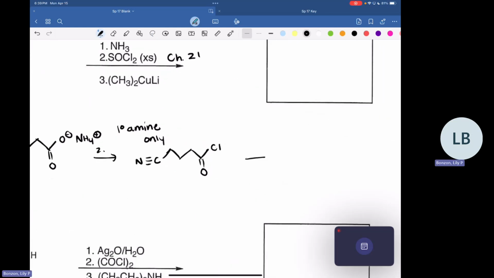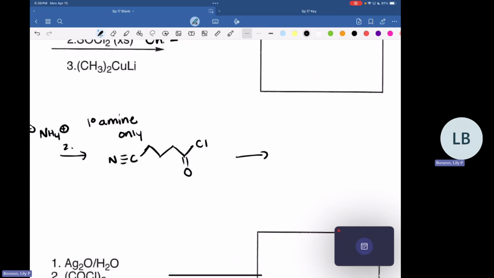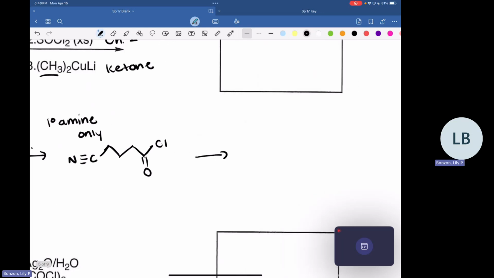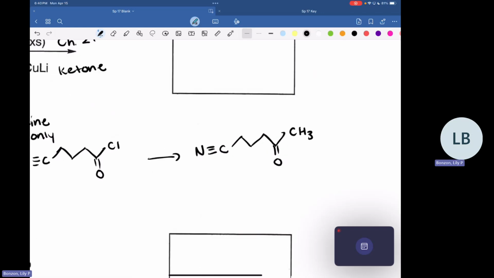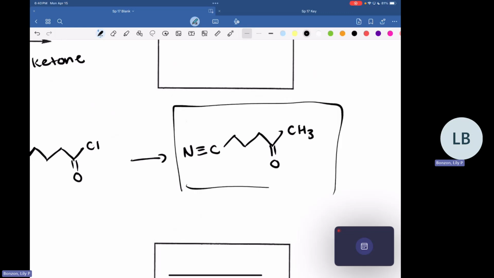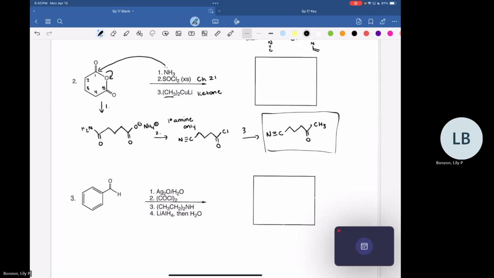Okay, step 3, we've got our Gilman reagent. And so this one forms a ketone with one of the alkyl groups that's on that copper lithium reagent. So it's not going to affect the nitrile at all, so we'll just keep that the same. Then over here, it's just going to turn this into a ketone with that R group. So we had CH3. So this will be our final answer. Okay, moving on.